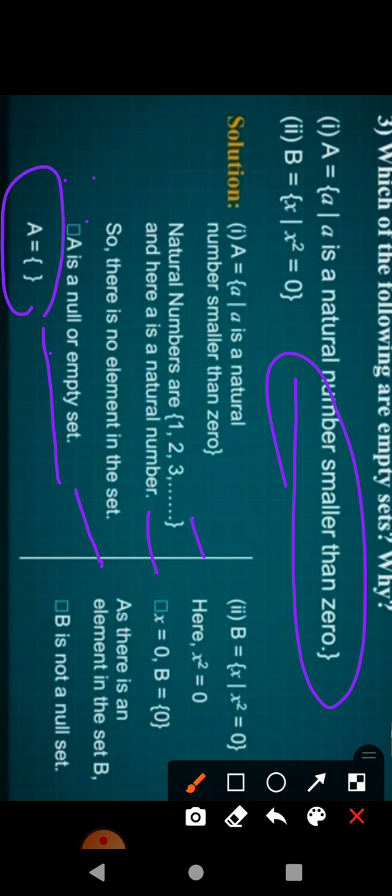Now second, the B one is given here, x square is equal to 0. So we'll write x square is equal to 0, so x is equal to 0. So we can directly write B is equal to {0}. As there is an element in the set B, see, 0 is there, so we'll write B is not a null set. So we can conclude over here that B is not a null set and A is a null or empty set.